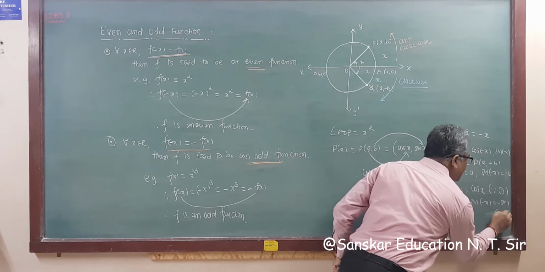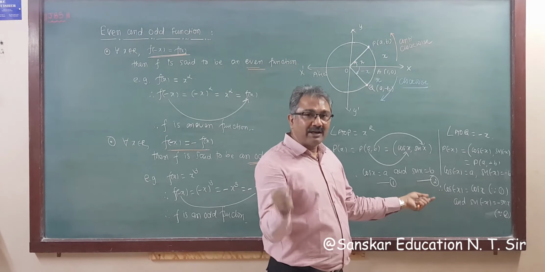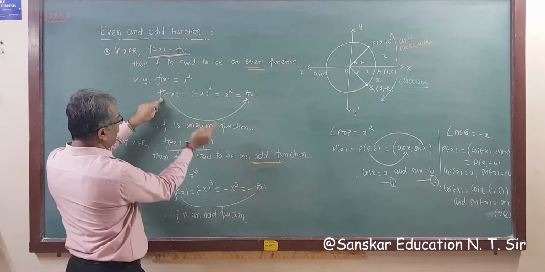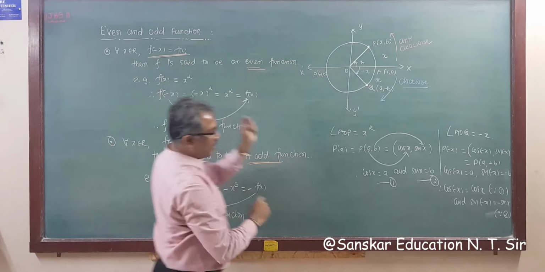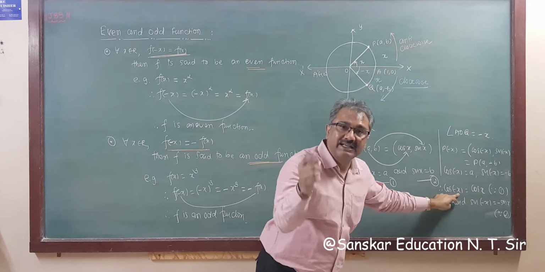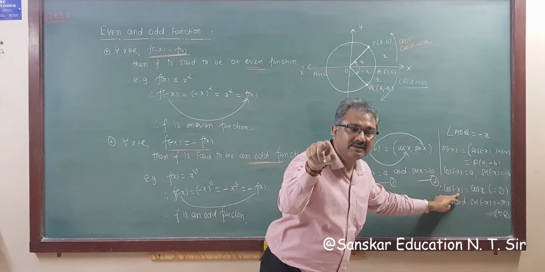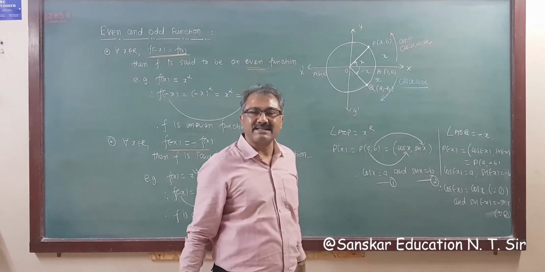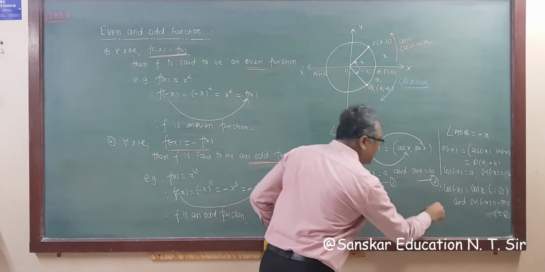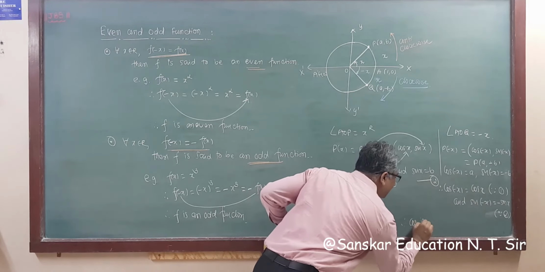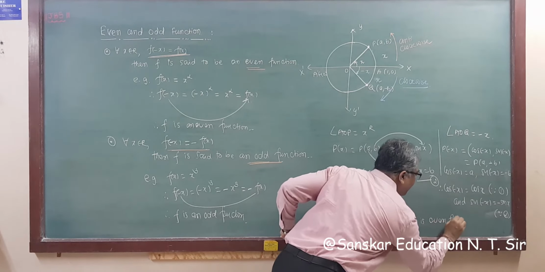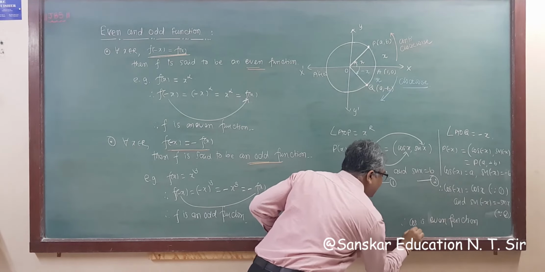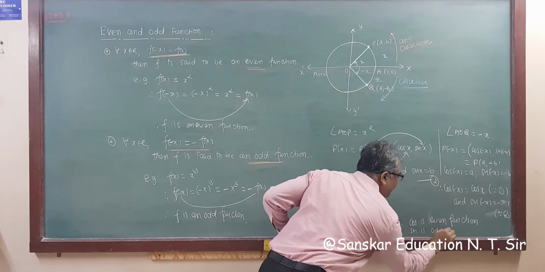So from this, what do we conclude? What can we say? That f of minus x is equal to f of x. So cos of minus x is equal to cos x, means cos is an even function, and sin of minus x is equal to minus sin x, that is sin is an odd function. So from these two, therefore cos is an even function and sine is an odd function.